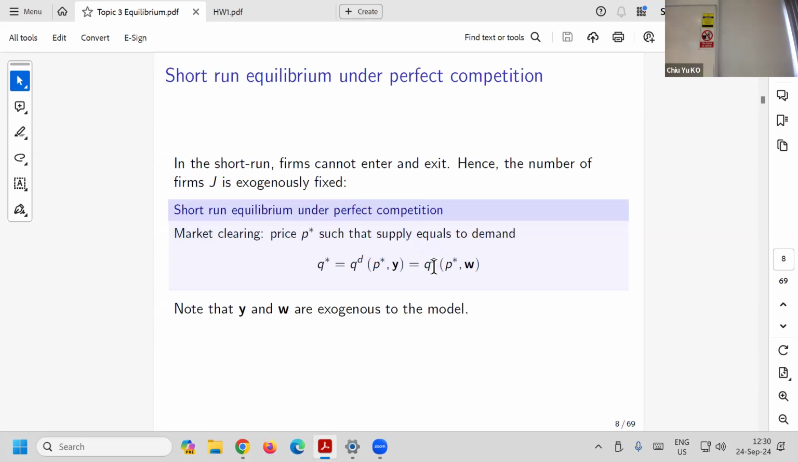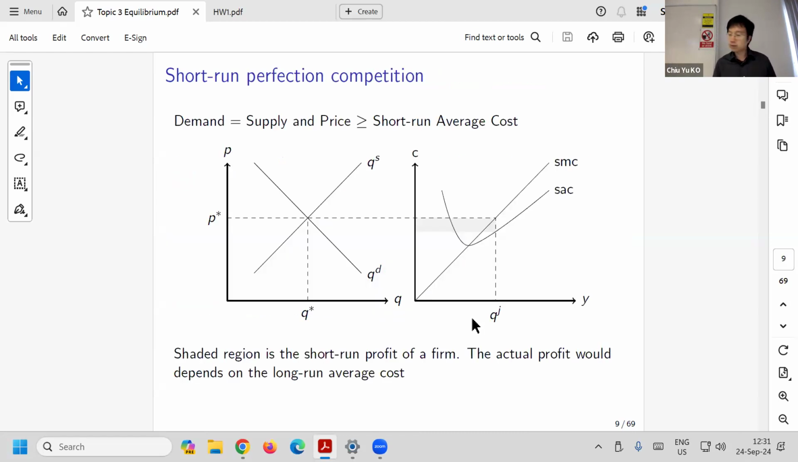And do note that in this model, the income and the input prices are exogenous. This is what general equilibrium is about: trying to find other markets that make everything endogenous. We'll talk about this a little bit at the end of these slides, in the second half, where we talk about general equilibrium.